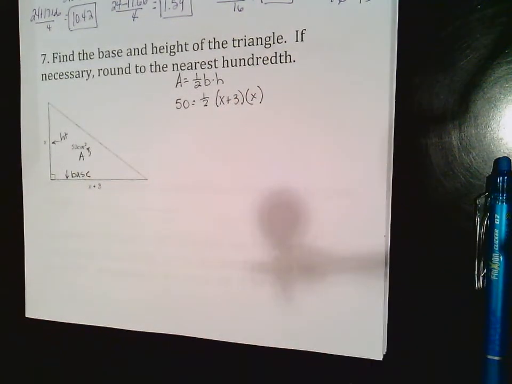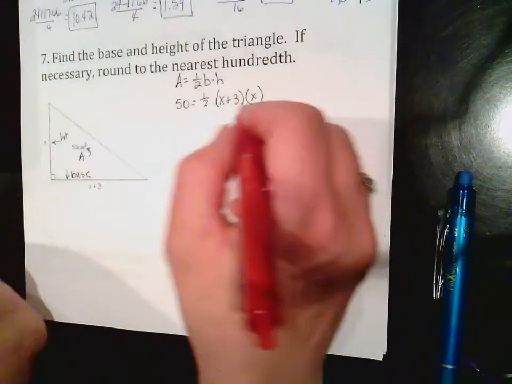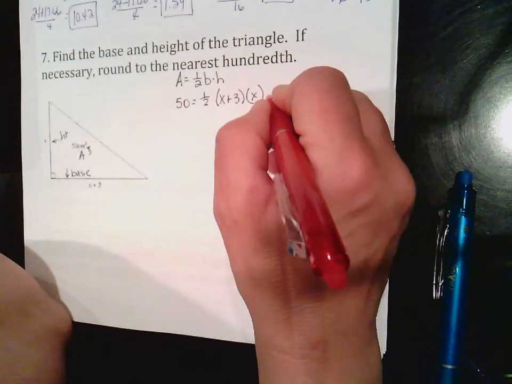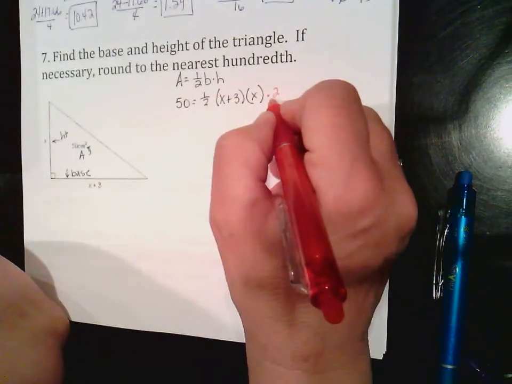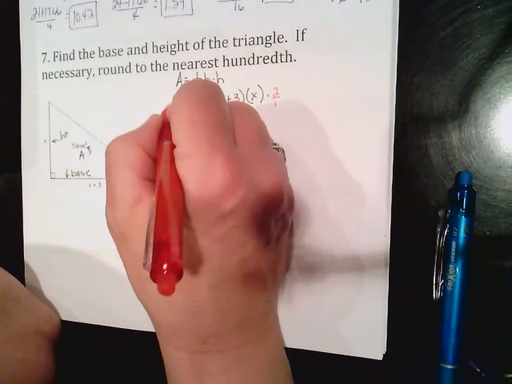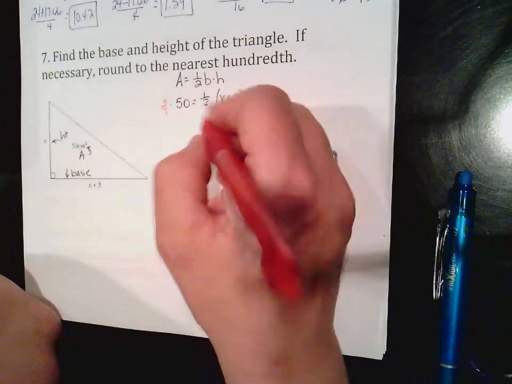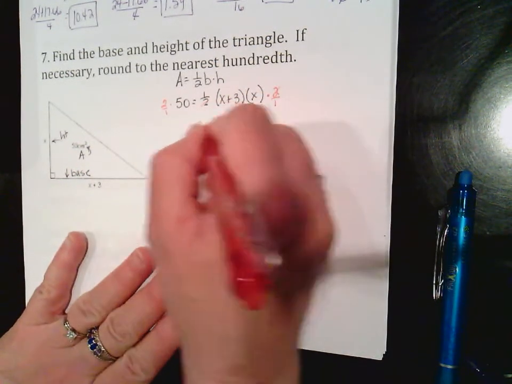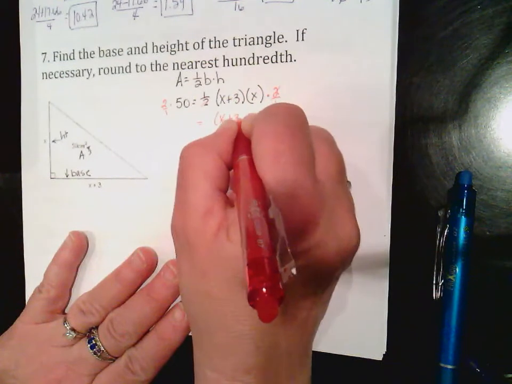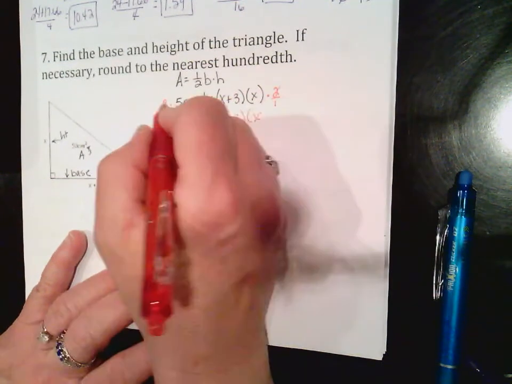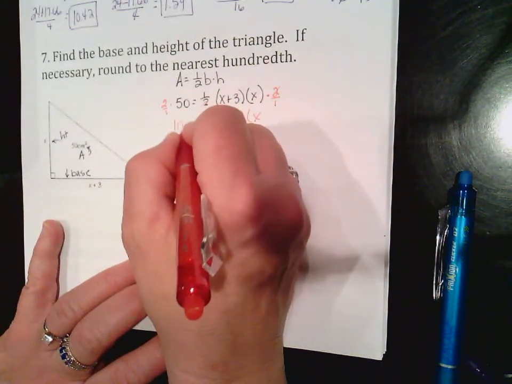Well, I don't like fractions. So before I get started, I'm going to multiply times 2 over 1 on this side and times 2 over 1 on this side to get rid of that fraction. So that'll cancel that out, so that all I have on this side is x plus 3 times x, and 2 times 50 is 100.